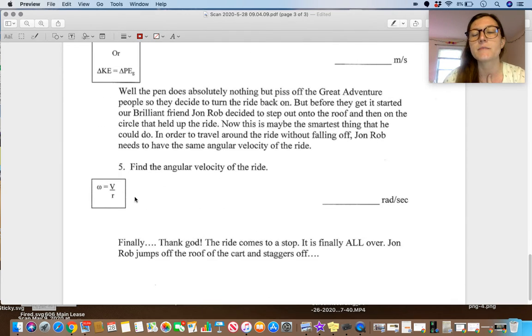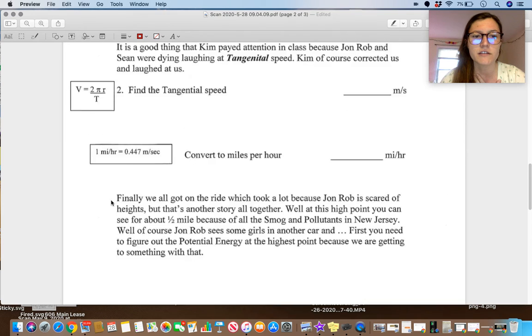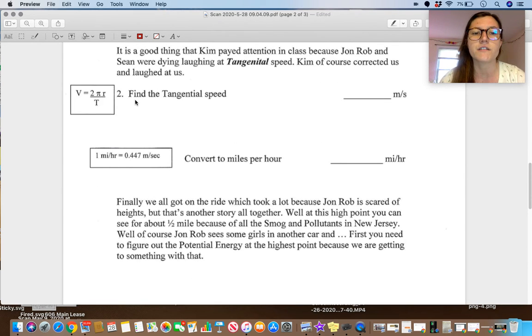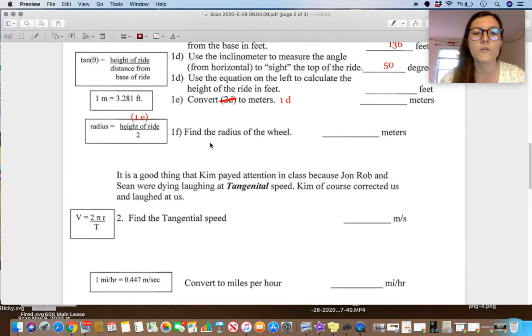Okay, and last step, angular velocity, which just means the rate at which it rotates. You take the tangential velocity and you divide by the radius. You calculated a tangential velocity in number 2, and you divide by the radius which you calculated in 1F.